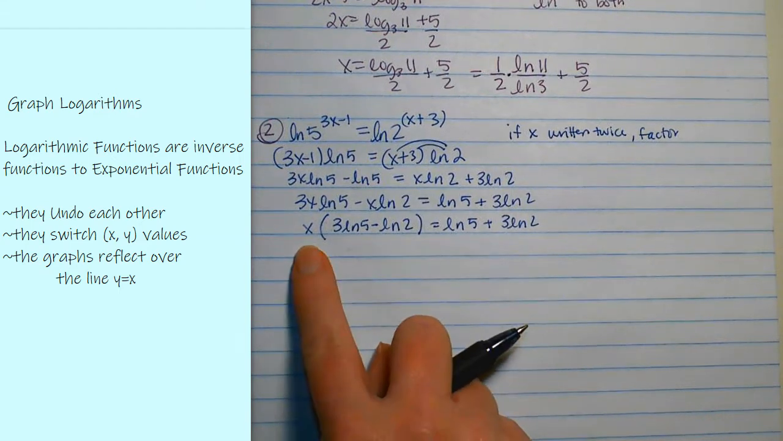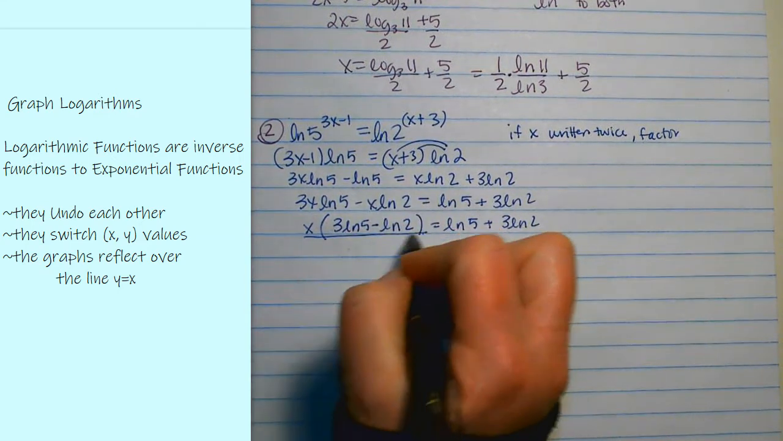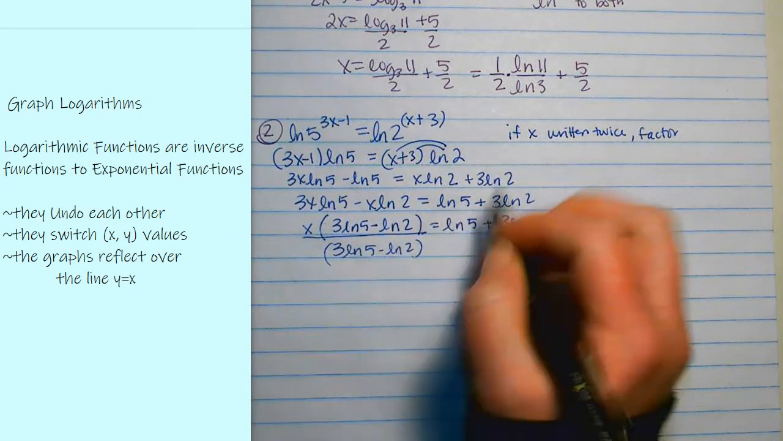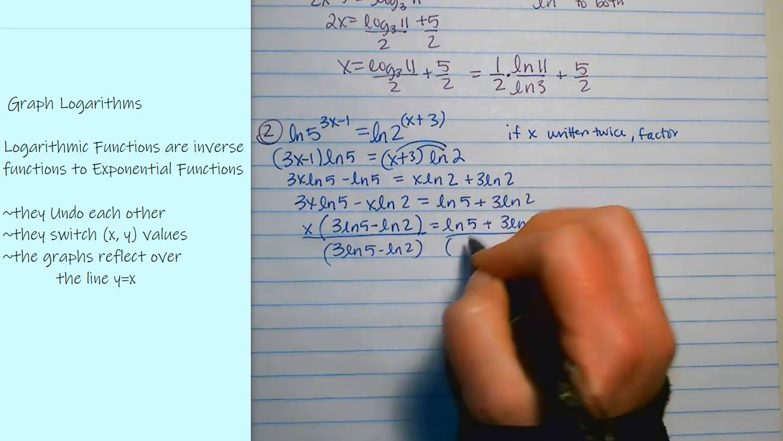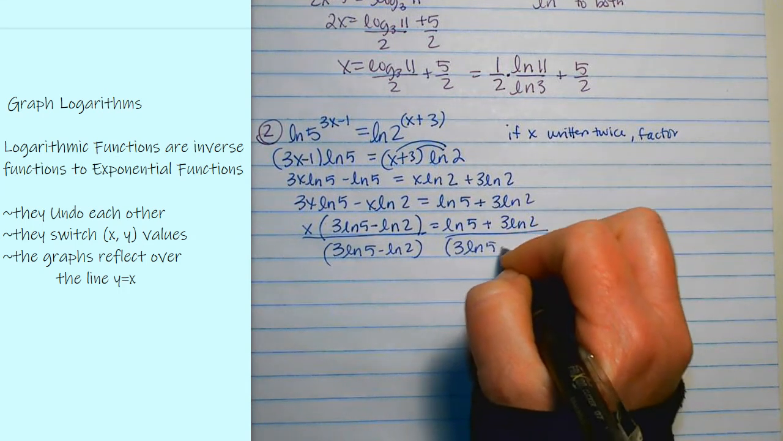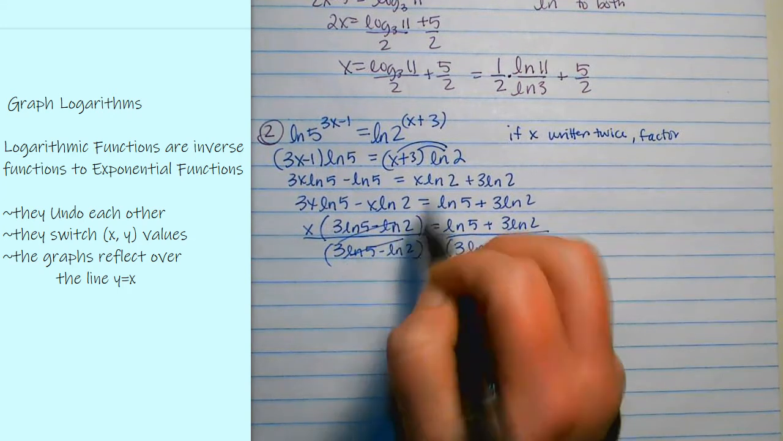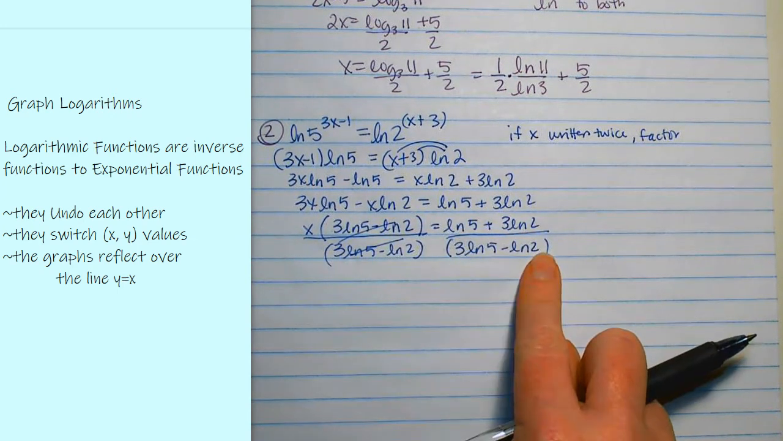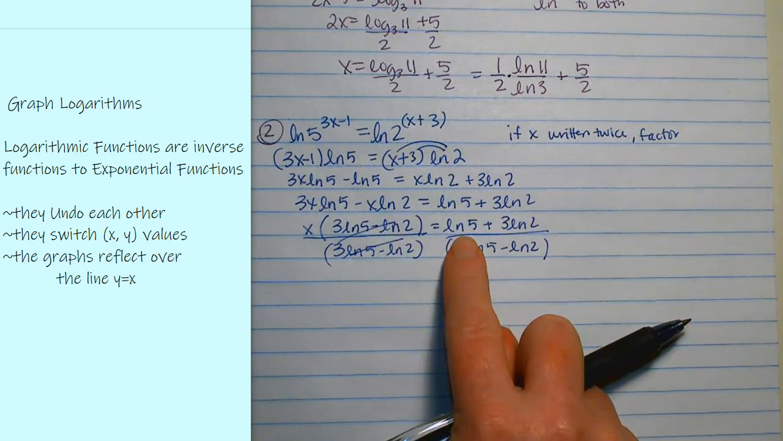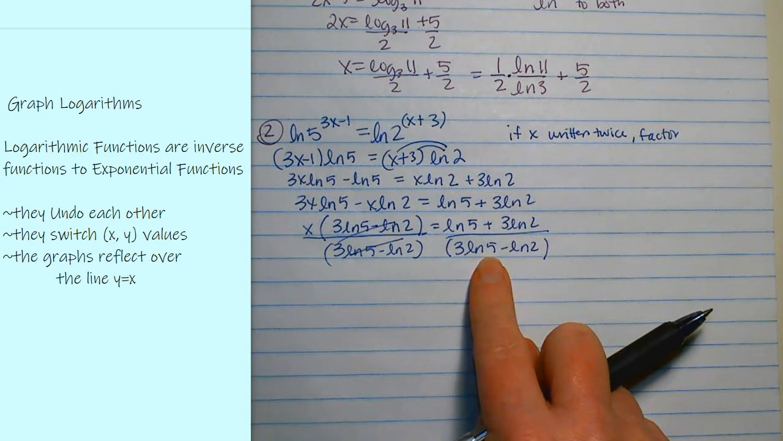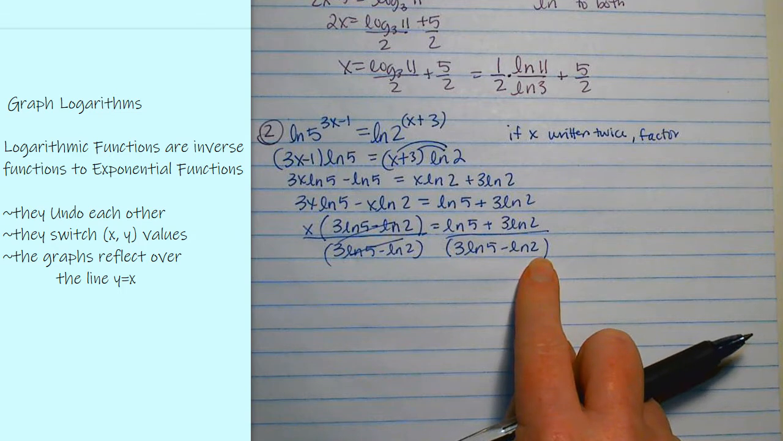What do you do when something's multiplied by x? You divide by this entire binomial, 3 natural log of 5 minus the natural log of 2. So I have what x equals. X equals, and we could put this in our calculator. The natural log of 5 is a number. 3 natural log of 2 is a number. 3 natural log of 5 minus natural log of 2. This is all something you could put in your calculator.